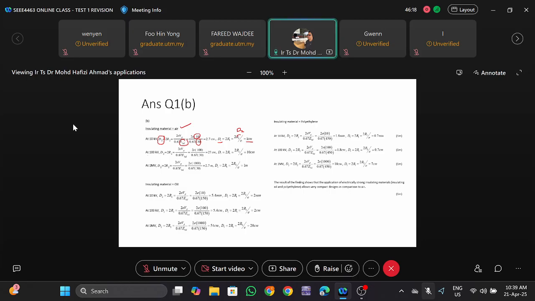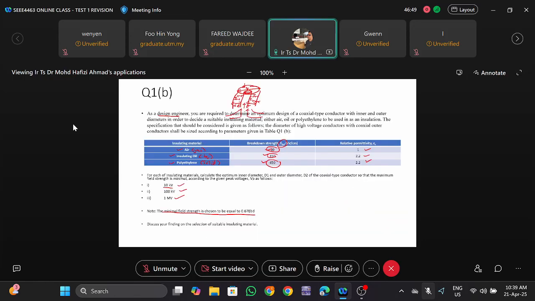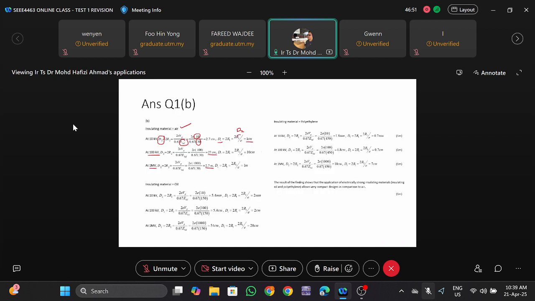But when the voltage is increased, you must see that we need a bigger gap between the inner and outer electrodes. The gap distance, the clearance, is 10 times higher because the voltage is also 10 times higher. And when the voltage becomes 1000 kV, the gap distance will become 2.7 meters. So you must see that the coaxial becomes very big in terms of size.